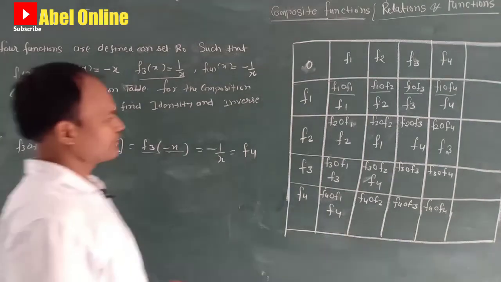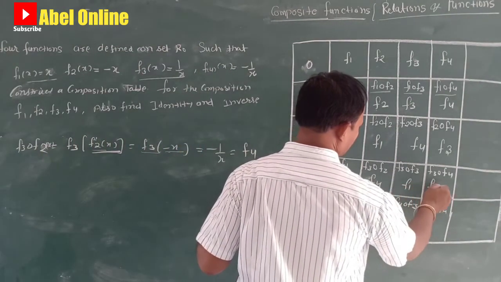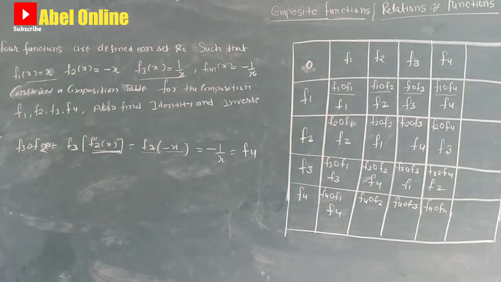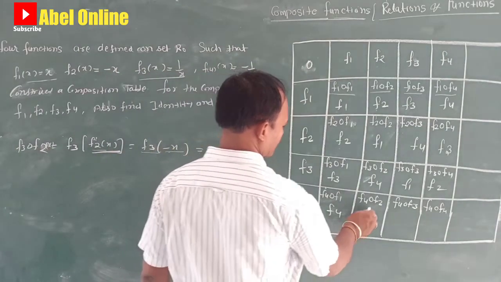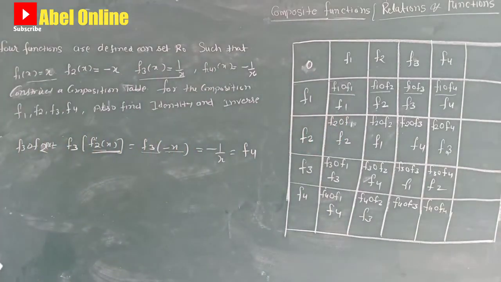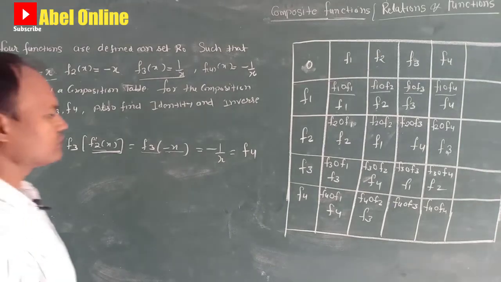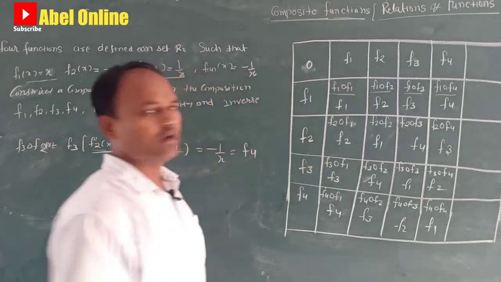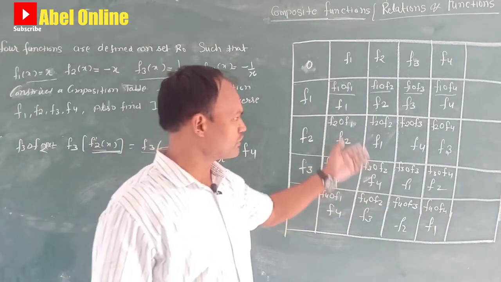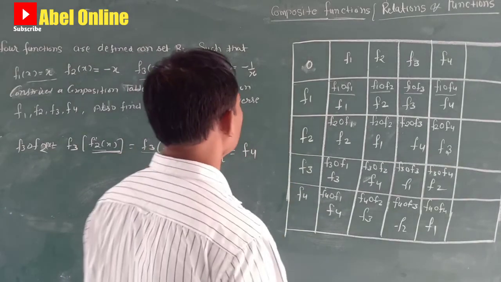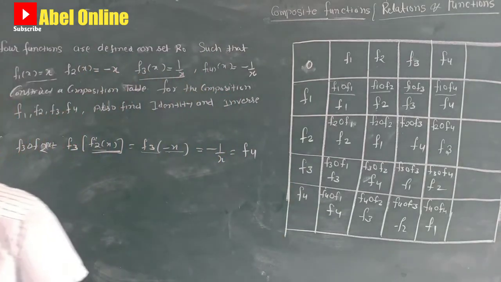So next one is f1 and it is f2. In the same way the values are f4, f3, f4, f3, f2 and f1. So you can find there are a lot of values, so you can find the other values like this. So this is the operation o.